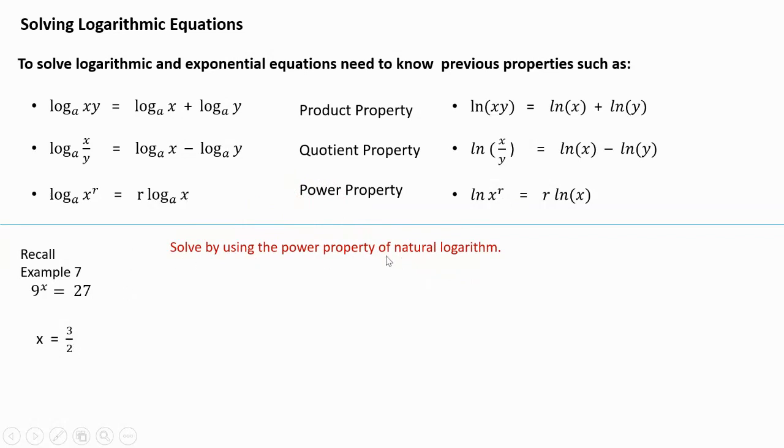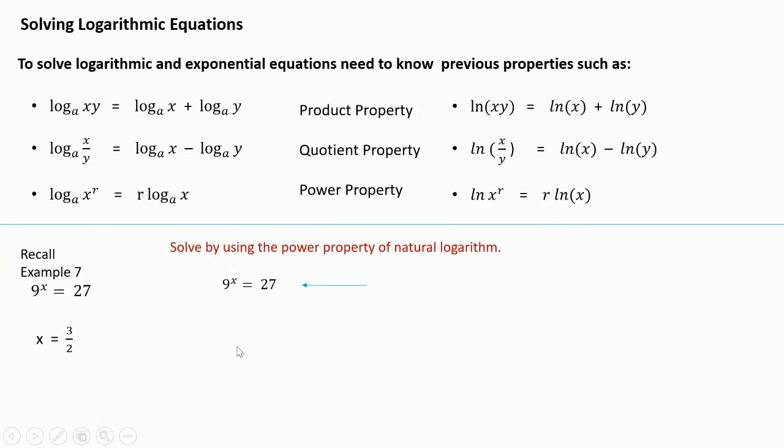You can solve by using the power property of the natural logarithm, which is the one on the left or the one on the right. I like to use the one on the right, the ln, because you're going to use it when you reach chapter 5, which is a finance chapter. That's why I like to stick with the natural log. So anyway, how do we solve it without having the same base?